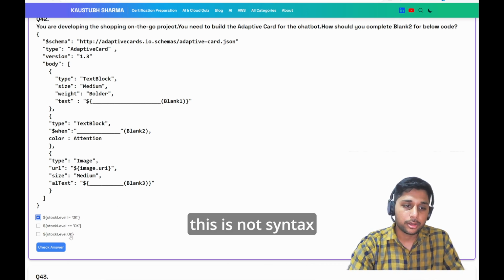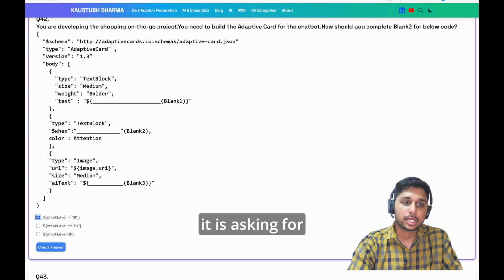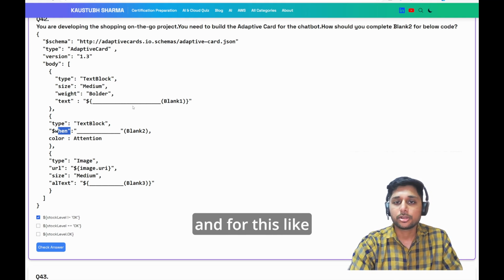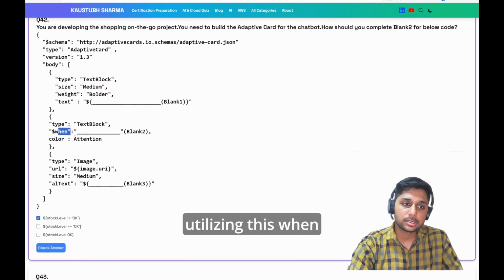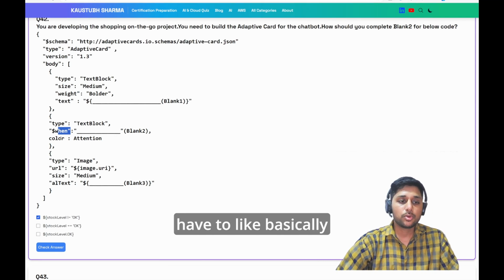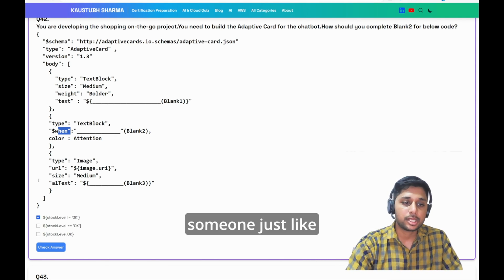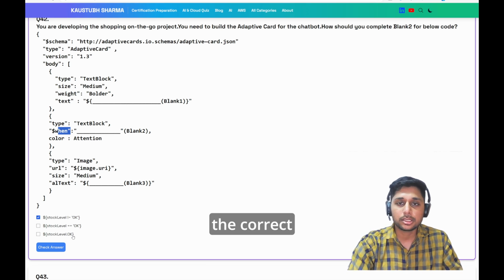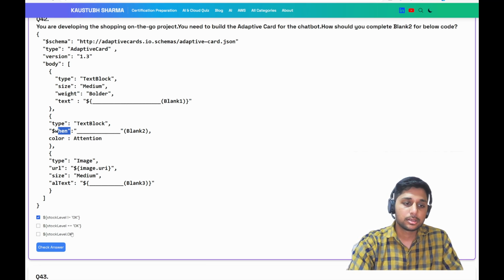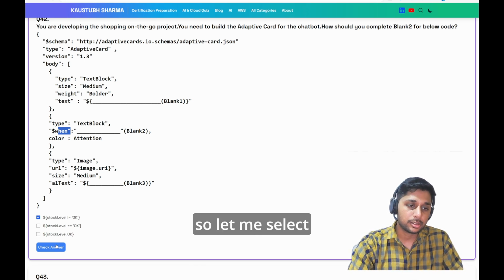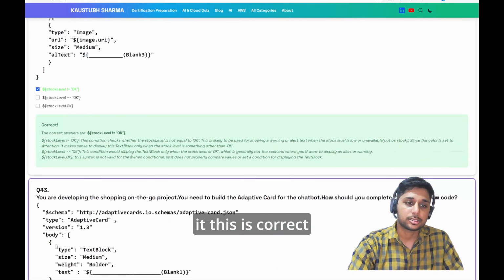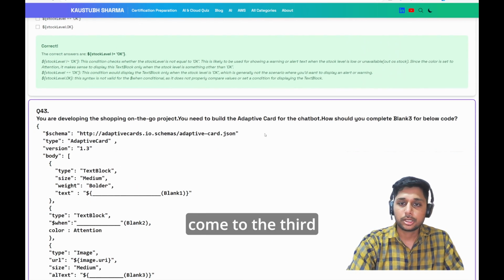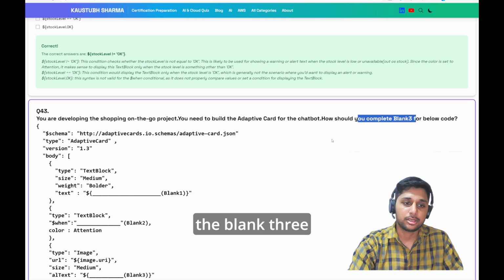And the last option is stock level dot okay. Basically this is not okay syntax, right? Because it is asking for the when keyword, and when you are utilizing this when conditional, you have to compare it to something, just like here we are comparing stock level is not equal to okay. But when stock level okay, it does not represent the correct syntax. So of course option one is correct, so let me select it. Yes, this is correct. Let's come to the third question, and it is asking for blank 3.